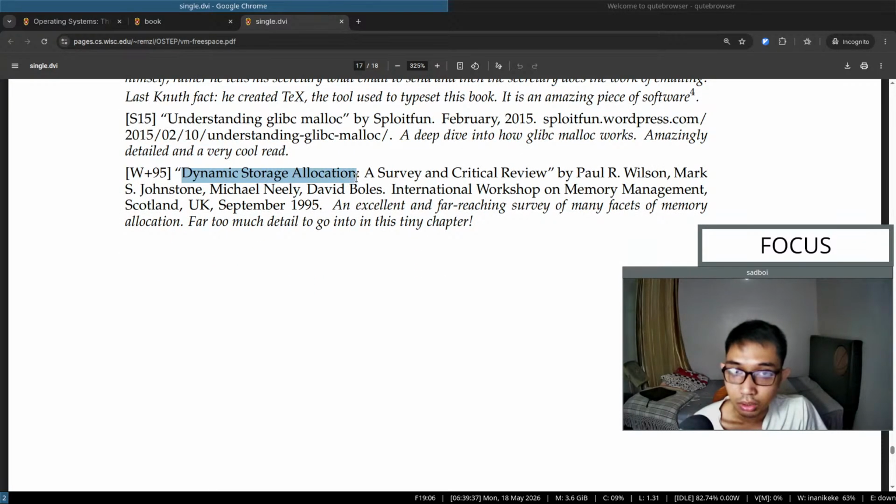Dynamic Storage Allocation: A Survey and Critical Review. An excellent and far-reaching survey of many facets of memory allocation. Far too much detail to go into in this tiny chapter.